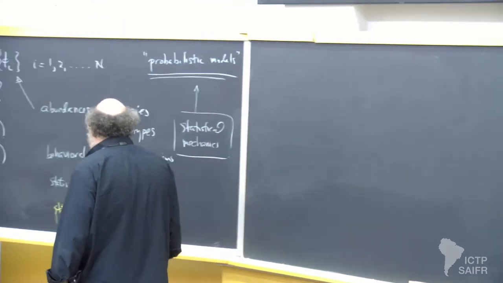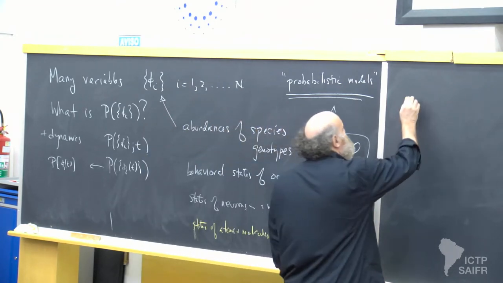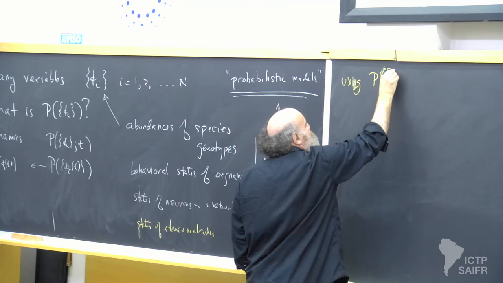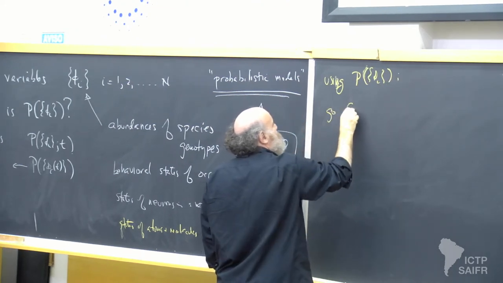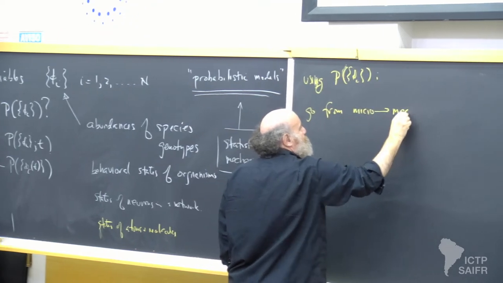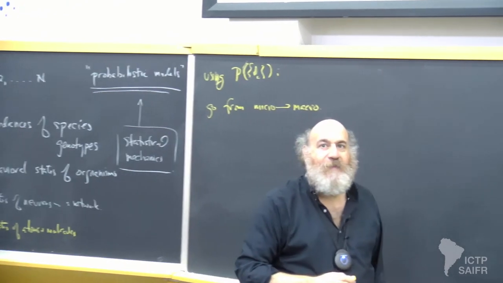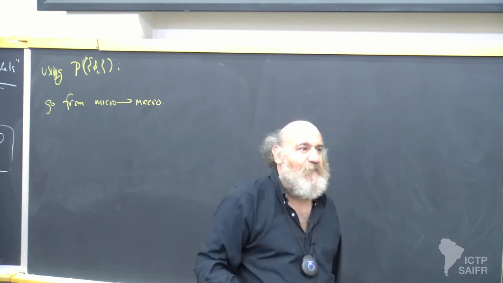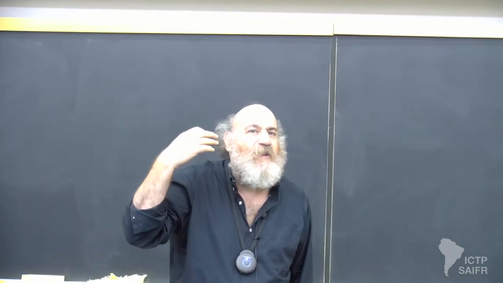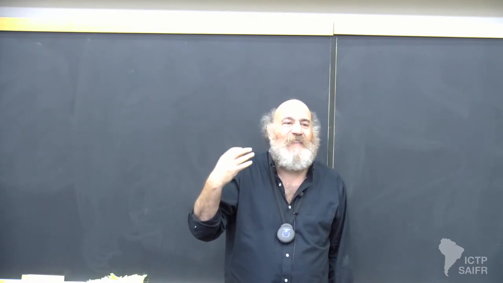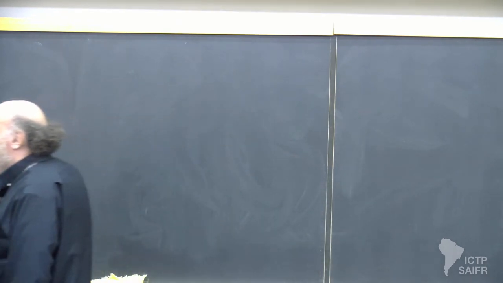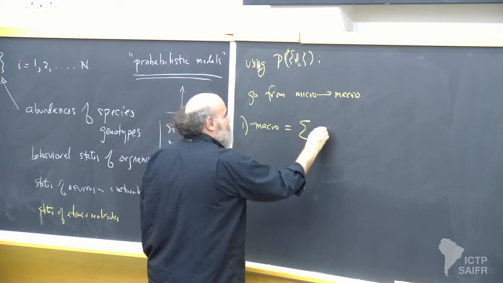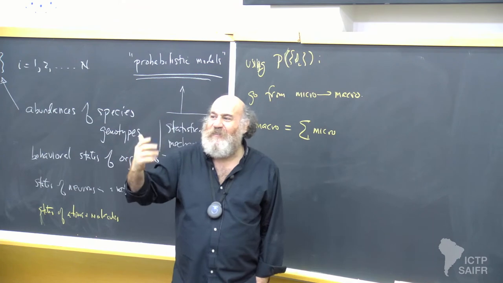And so, using this joint probability distribution of all the microscopic variables, you can go from micro description to a macro description. Now, in this process, this can happen. So I invite you to think about how this might work in your favorite biological example. And obviously, over the course of these lectures, I'm going to give you several examples. But you should realize before you start, there are a few different things that might happen, and you should be on the lookout for them. So the least interesting is that what you see macroscopically is just the sum of all the microscopic things.